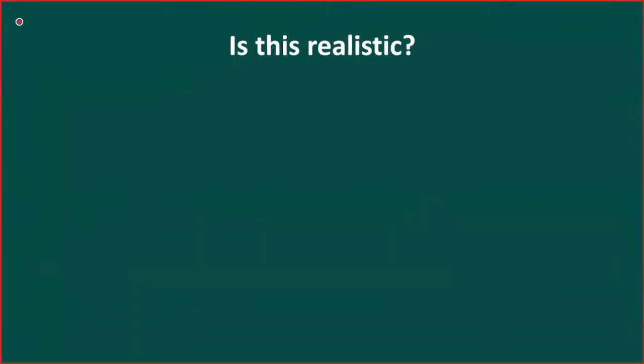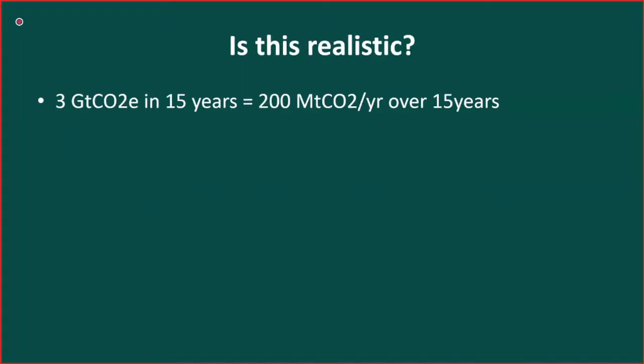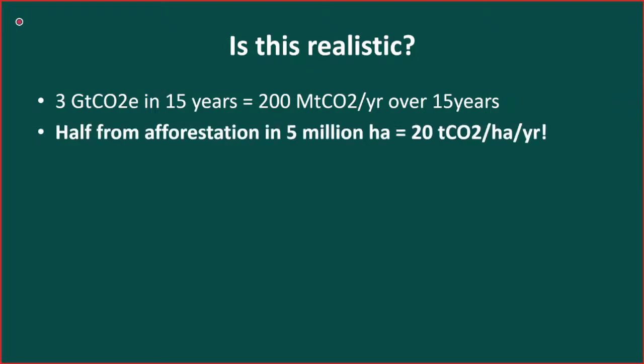So the question is, is this realistic in a physical sense? If you just look at those numbers, and I'm going to take the 3 just for the ease of the math, 3 gigatons in 15 years, that's 200 million tons per year, if you take a linear average pathway. And if you say, okay, there are two pathways, one is new forest and one is improvement in existing forest, let's divide the target half into those, because in fact, as you will see, it becomes harder if you do it in any other way. So half comes from afforestation of 5 million hectares. That means you have to sequester at the rate of 20 tons of CO2 per hectare per year. Just do the math.